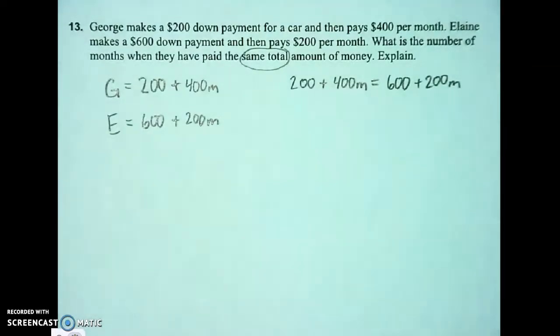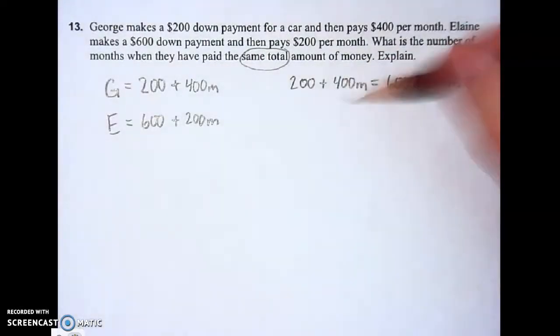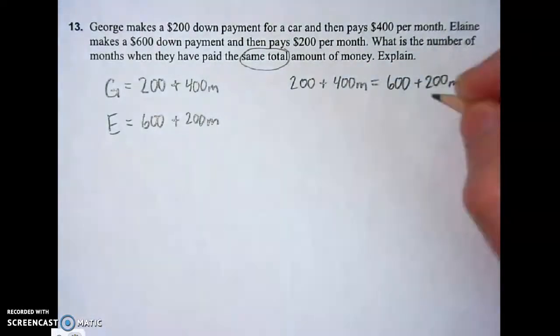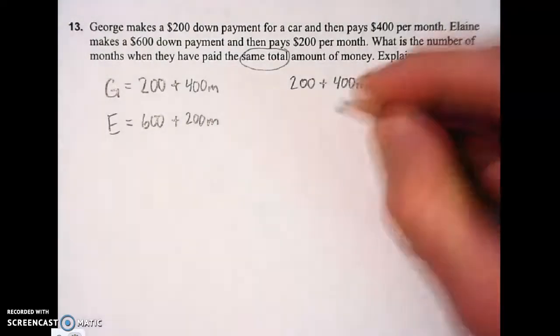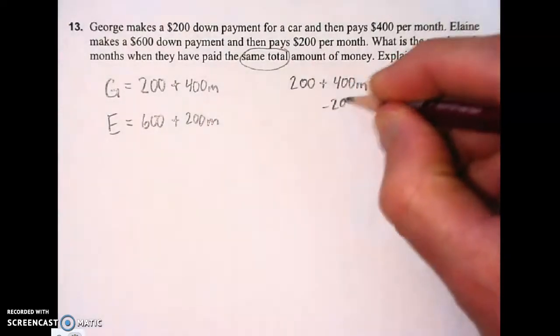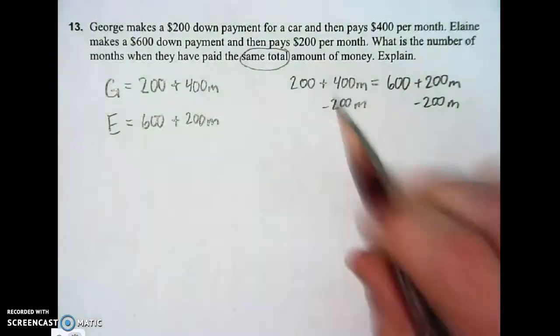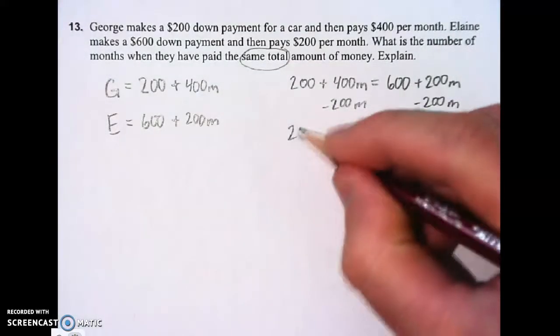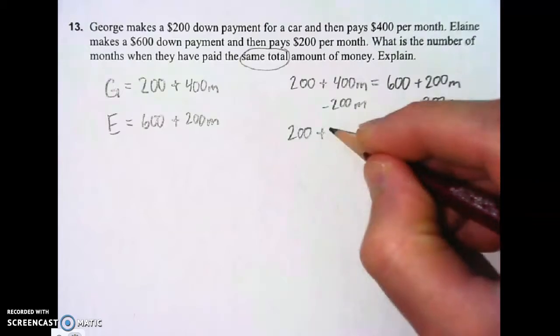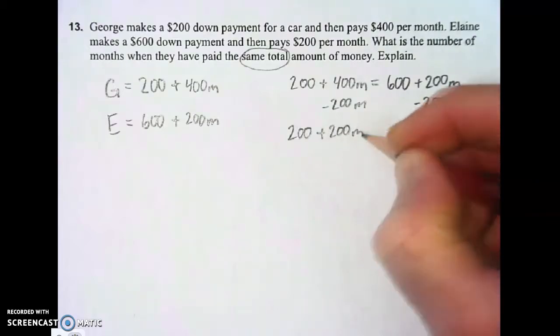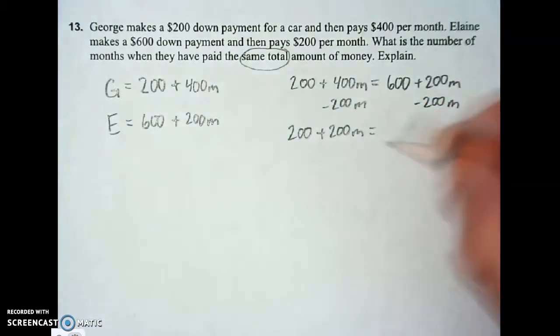All right, let's get the m's on one side and get this thing solved. This has more m's, so I'm going to get rid of the side with less, just to keep it positive. So I'm going to subtract 200m on both sides. On the left here, I'll have 200 plus 200m. On the right, I'll just have this 600 left because this canceled out.